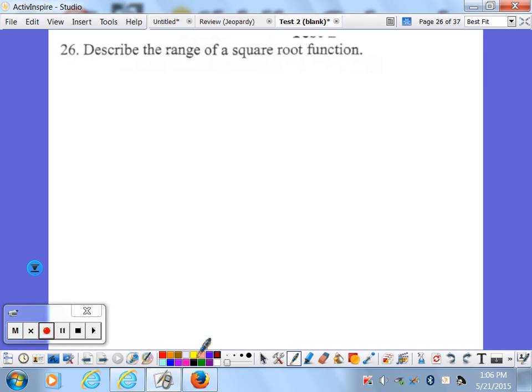Number 26. Describe the range of a square root function. So range, remember that range means your y values, and we are talking about a square root function here. So you should be thinking of your parent square root function, which states y equals the square root of x.